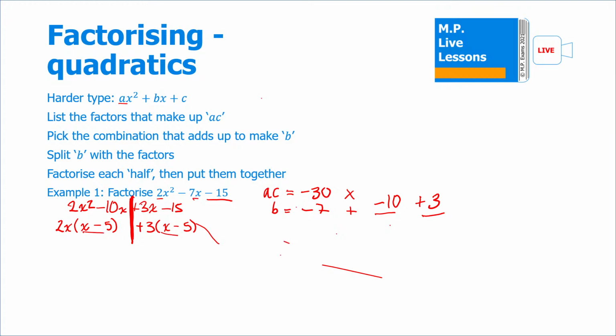Then you'll put these two brackets are the same, so that becomes one of them. And you combine these two terms to get the second bracket.